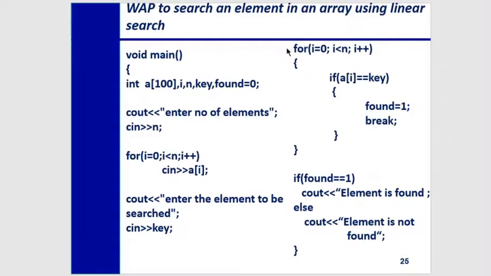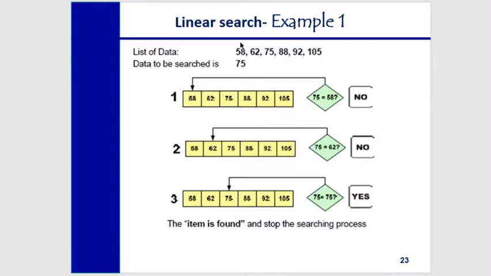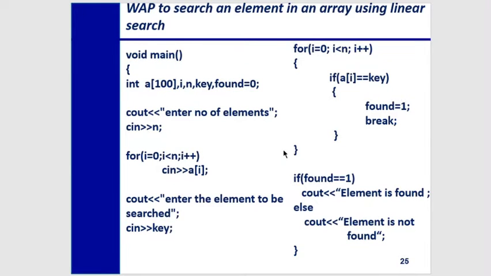What we do here is start a loop, and we compare each element of the array with the key. That's what we were doing in the example, if you remember. We compare each element of the array with the number 75. When we get 75, we just terminate the program. The same thing is going to happen here.